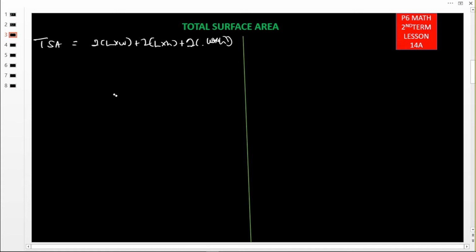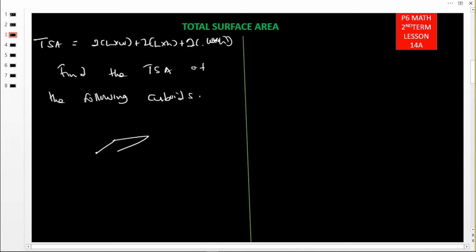Okay, let us go into some examples and see how we can go about this. Find the total surface area of the following cuboids. So we have this cuboid here like this, and then they are going to give us the dimensions. So here they are giving us 10 meters, then this is 12 meters, and now this is 8 meters. So they are telling us to find the total surface area.